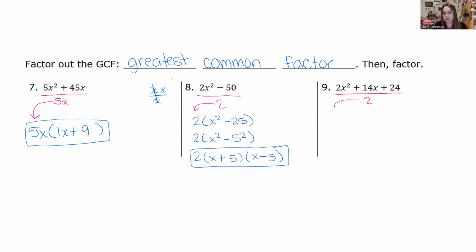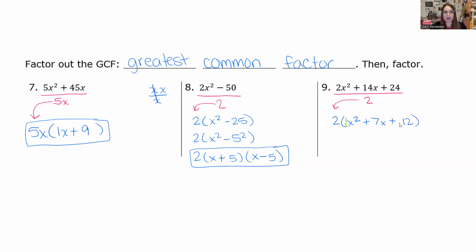Anytime you factor something out, it gets rewritten out into the front. 2, and I'm left with 2 divided by 2 is 1. So I get 1x squared. 14 divided by 2 is 7. And there's an x. 24 divided by 2 is 12. Now, this is just like the problems that I did where I've got a is equal to 1.